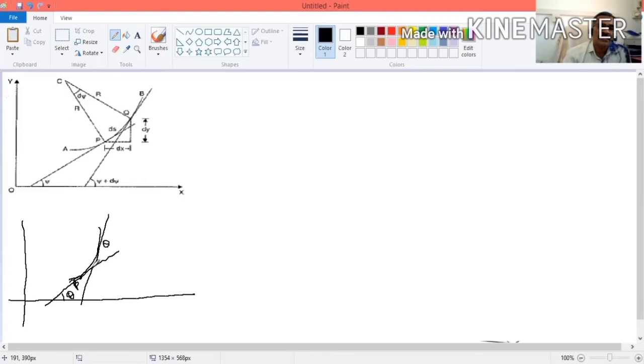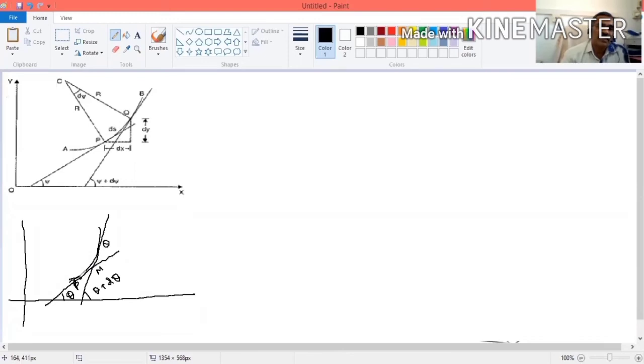These two tangents are meeting at a point M. Now this angle is theta plus d theta. It is a little more because I am assuming P and Q are very close, but for analysis purposes I am drawing it long. Now the tangents meet at point M.